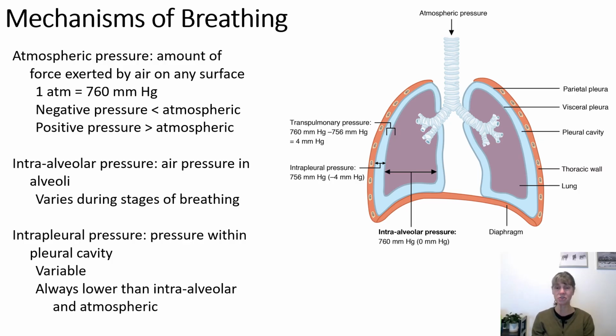Intraalveolar pressure is the pressure within the alveoli, which varies during different stages of breathing. Intrapleural pressure is the pressure within the pleural cavity, and that's also variable. However, it's always lower than intraalveolar pressure and atmospheric pressure. That negative pressure in the pleural cavity is what helps hold the lungs in position and also keeps them from collapsing on the alveoli, because if there's too much pressure in the pleural cavity, that's going to squeeze on the alveoli.